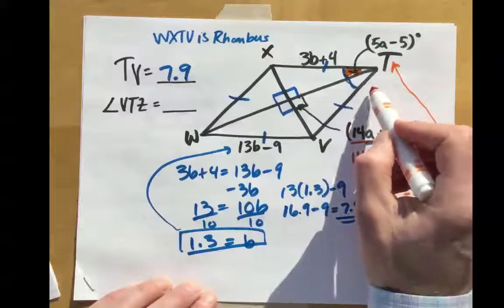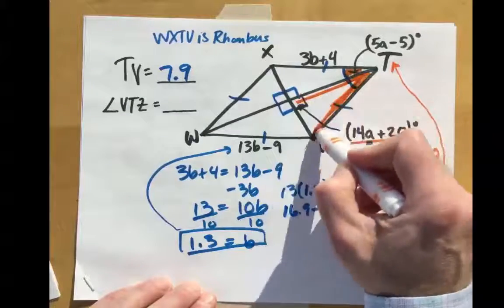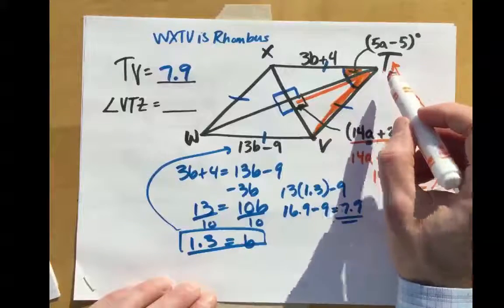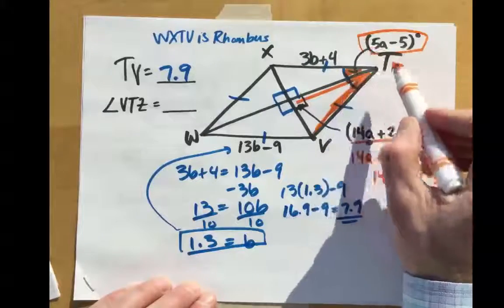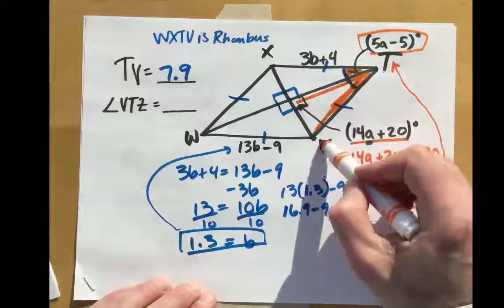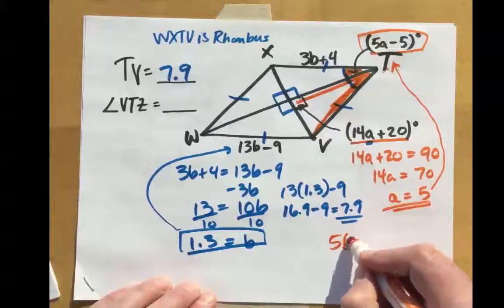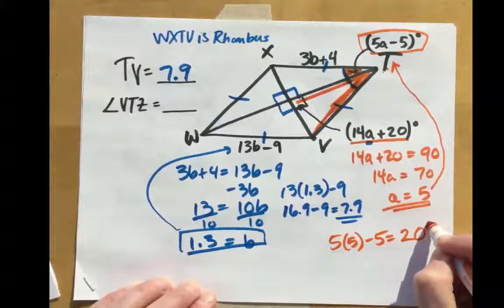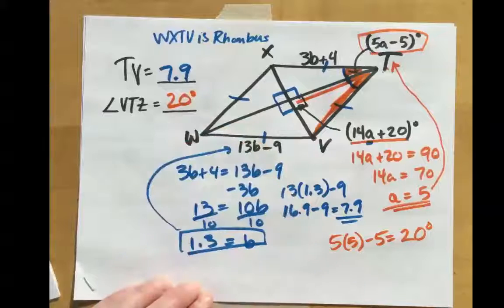But keep in mind, I want to find angle VTZ. Now, that's this angle here, but remember, our diagonals bisect these angles. So if I find 5a minus 5, I will find the other angle VTZ as well. So I'm going to substitute 5 in for a, and I come up with 25 minus 5, which is 20 degrees. So the measure of angle VTZ is 20 degrees.